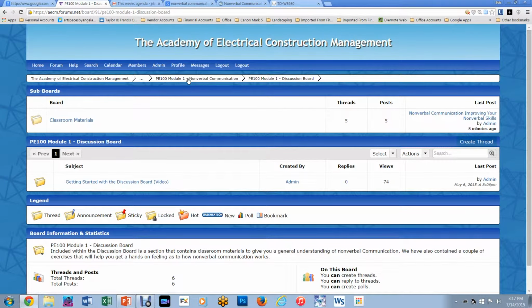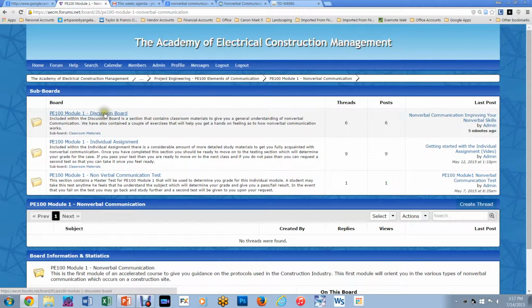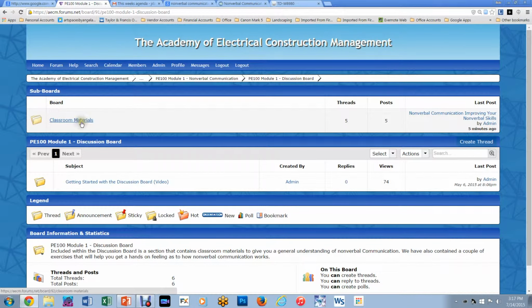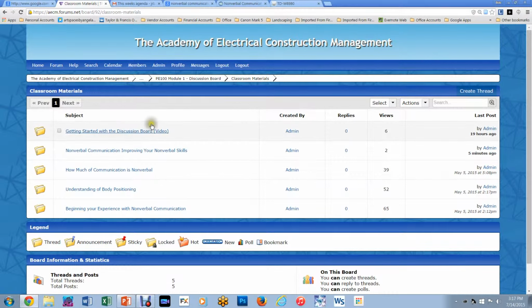We're now into our classroom, our PE100 Module 1, and here we are at the discussion board. So we'll click the discussion board, and we'll see here under Classroom Materials, the first one at the top is Getting Started with the Discussion Board, which is where the videos that we're watching right now are included. So they'll always be at the top. If you need to go back and refer to a video to get reacquainted with what you're looking for, always go back up to the very top and pop on it, and you'll be able to grab your videos.